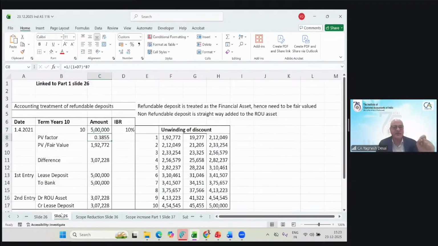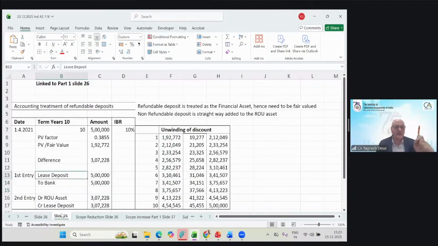I reduce it to the present value by using 10% raised to the power of 10. This is my PV factor. This is my PV value, present value. What is my nominal value? 5 lakhs. What is my present value? 192. The difference is capitalized as my ROU asset.